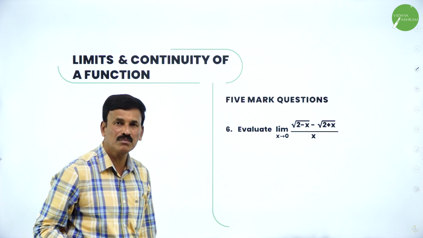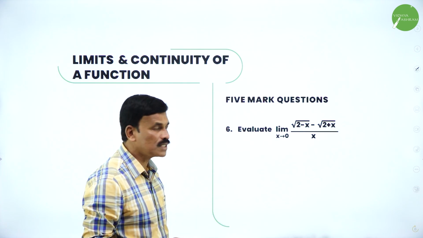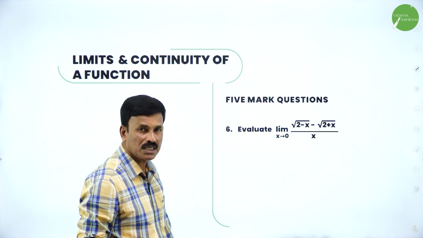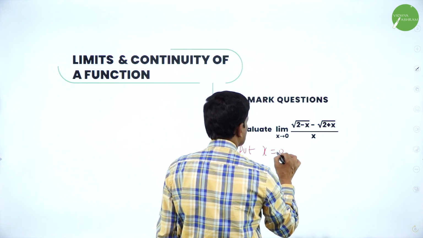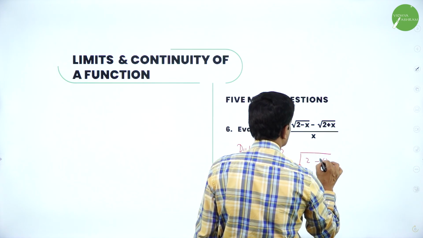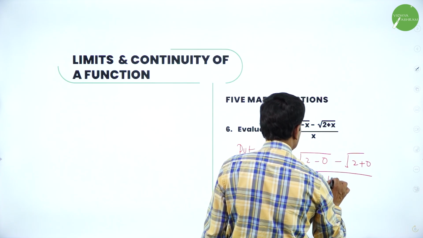Now let us discuss a 5 marker question. Evaluate limit x tends to 0, square root of 2 minus x minus square root of 2 plus x divided by x. Now just put x is equal to 0 first. Put x is equal to 0, then this becomes square root of 2 minus 0 minus square root of 2 plus 0 divided by 0.